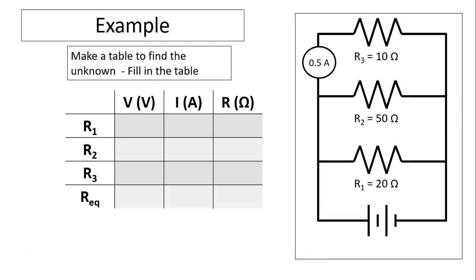Another example. Make a table to find an unknown field in the table. So again, here is R1, R2, and R3. To find total R, we use 1 over R1 plus 1 over R2 plus 1 over R3. Then remember to flip it, you have 5.9 ohms. We also know the current going through R3 is 0.5. So we know the voltage over R3 is 5. Remember, this is a parallel circuit, so all the voltages are the same, 5, 5, 5. Then we can figure out the current for each branch. So that's 0.2, 0.1. The equivalent is all of these added together, or 5 divided by 5.9, you'll have 0.85 amps.